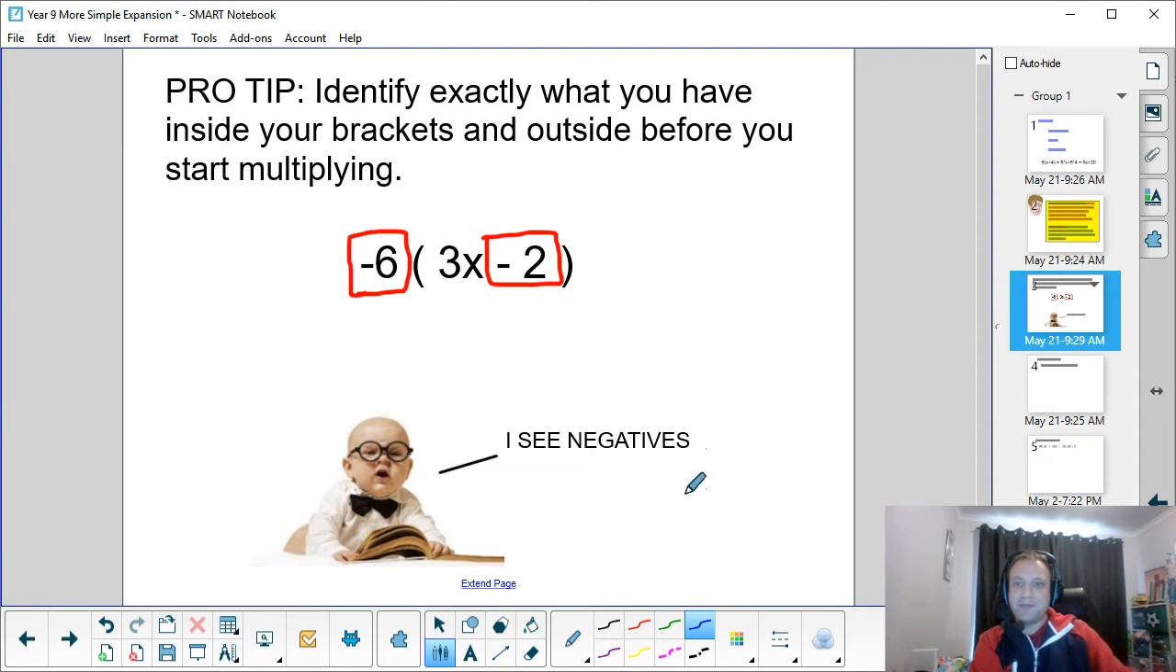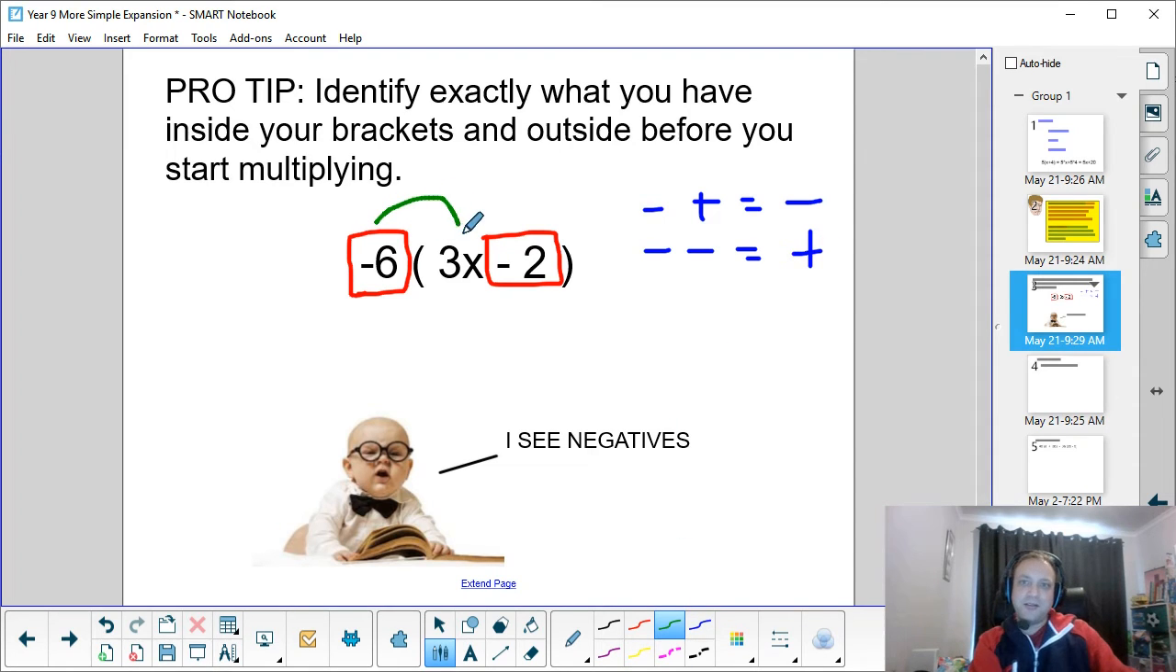So when we start to multiply this -6 in, we can remember our rule, where if we have one negative and one positive, it spits out a negative answer. But if I multiply two negatives together, it spits out a positive answer. So we'll just do this now to make sure we've got that.